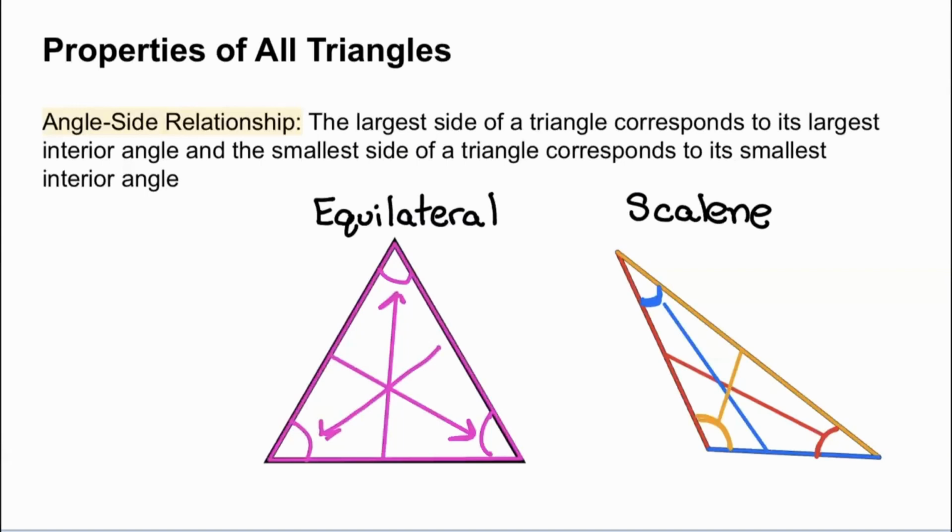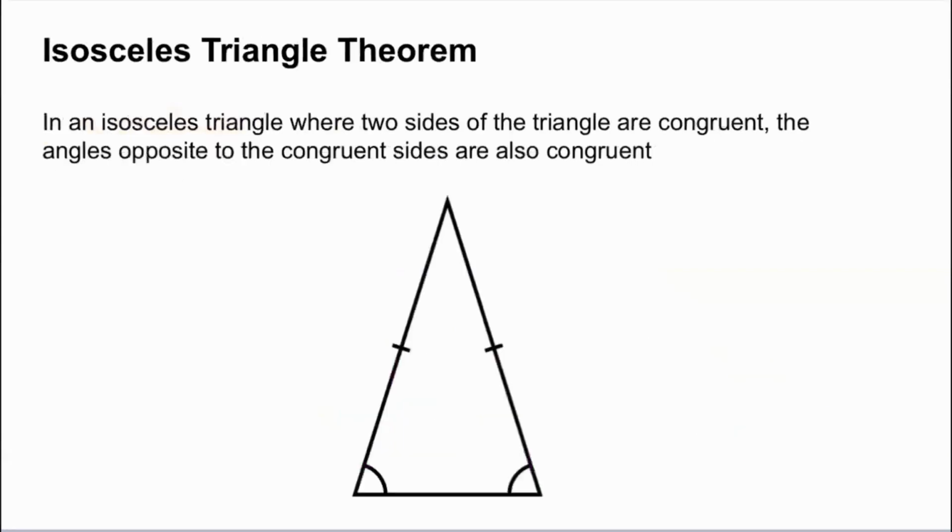Now, I specifically left out isosceles because isosceles triangles have their own theorem. It's kind of an extension of this angle-side relationship, and it's basically just stating that in an isosceles triangle, where the two sides of the triangle are congruent, the angles opposite to the congruent sides are also congruent.